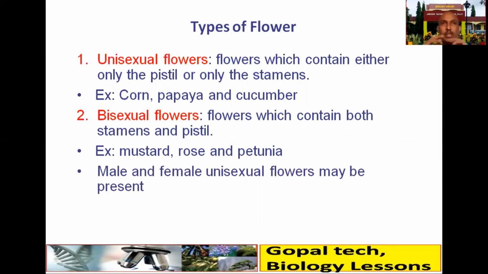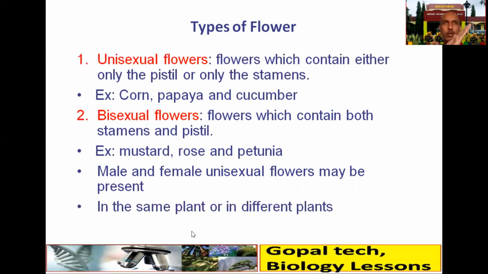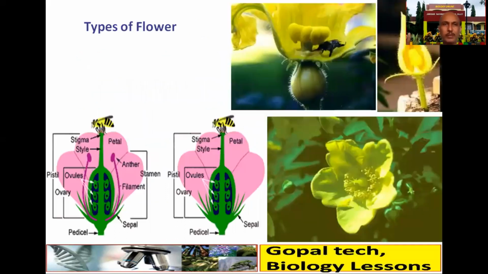So the male and female unisexual flowers, especially in corn, may be present on the same plant. In corn, you would have seen that the female is at the bottom and the male is on top. Or papaya, in papaya there are two different plants, a male plant and a female plant. So they may be present on the same plant, or may be present on different plants. Cucumber also has them on the same plant.